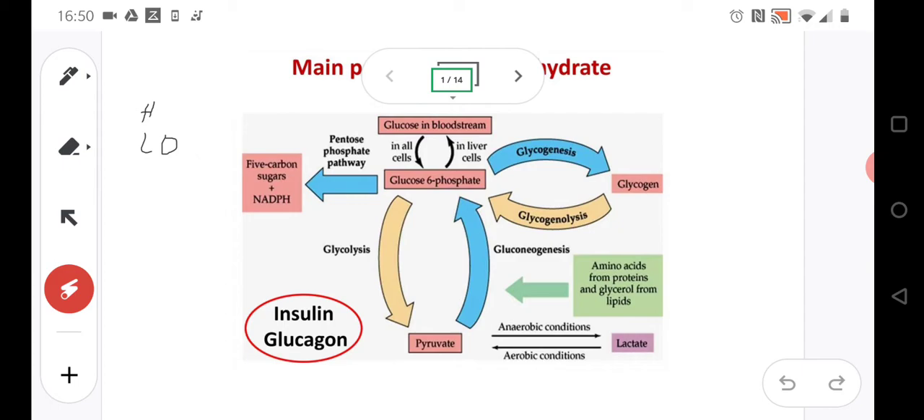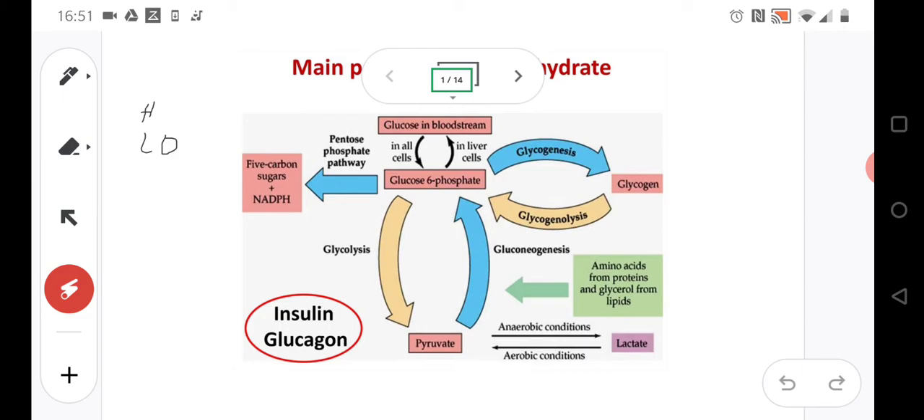Our organs can also generate some glucose by gluconeogenesis from the amino acids and glycerol. They can also release the glucose from the glycogen. Glycogen is a complex sugar that is a storage of our glucose in the muscles and in the liver. And these are the main metabolic pathways. Of course, I'm just giving some big picture about it.